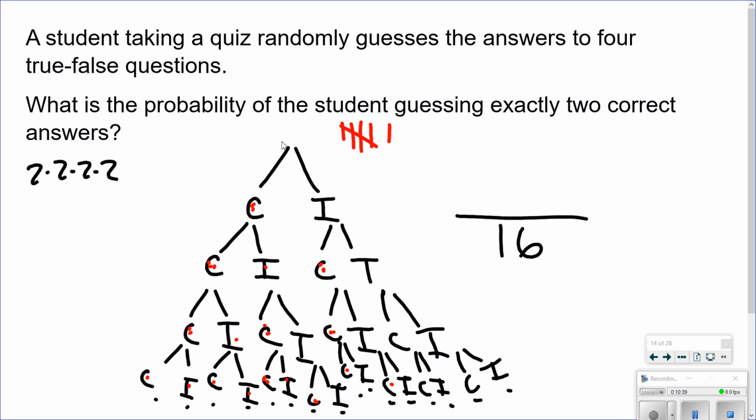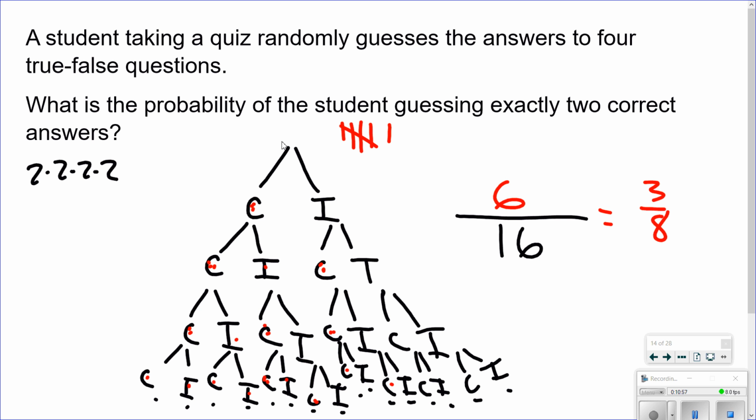So it looks like we get them, there's 6. So there's 6 favorable outcomes. There's 6 times the student gets exactly 2 questions correct. And there's 16 possible outcomes when you just guess. Now that's written as a fraction, maybe a fraction of 3/8.